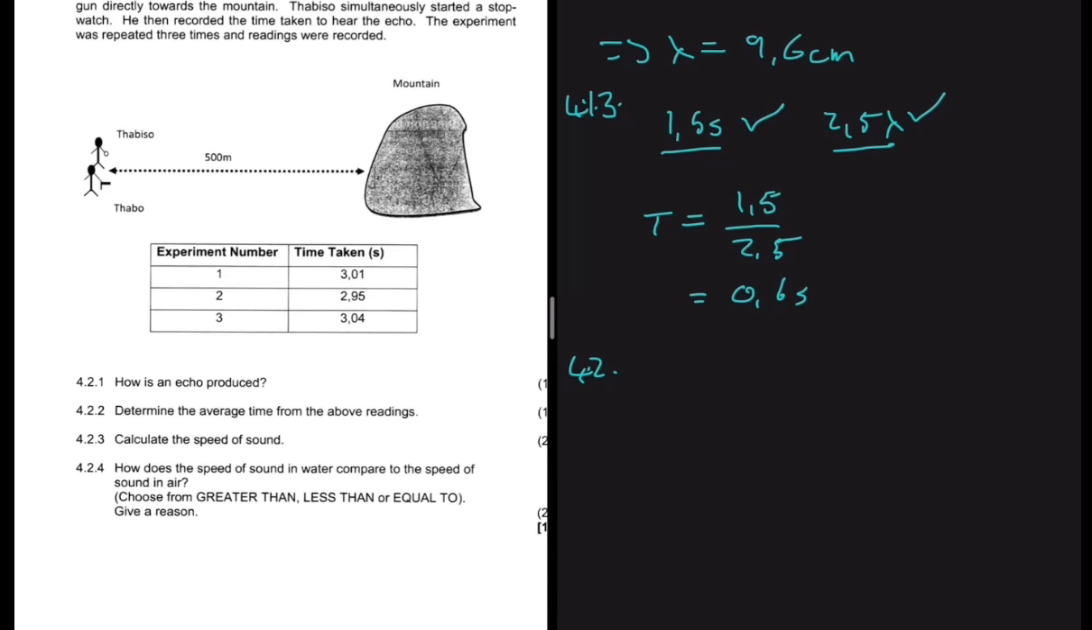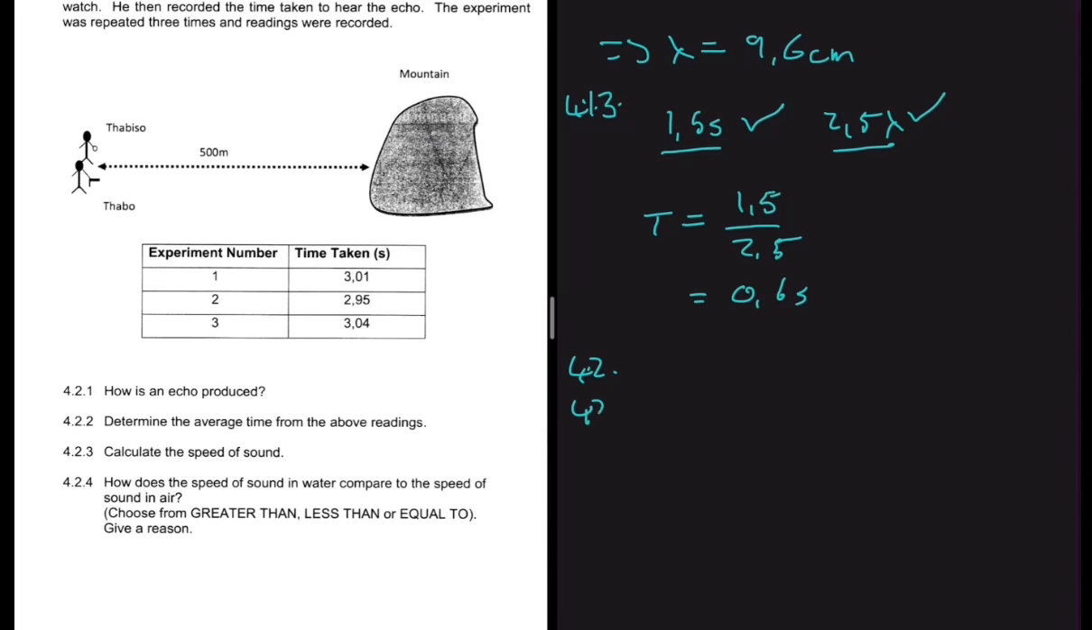Right, and then the first question, 4.2.1, how is an echo produced? An echo is produced by sound waves reflecting off a surface. So an echo is produced by sound waves reflecting off a surface.